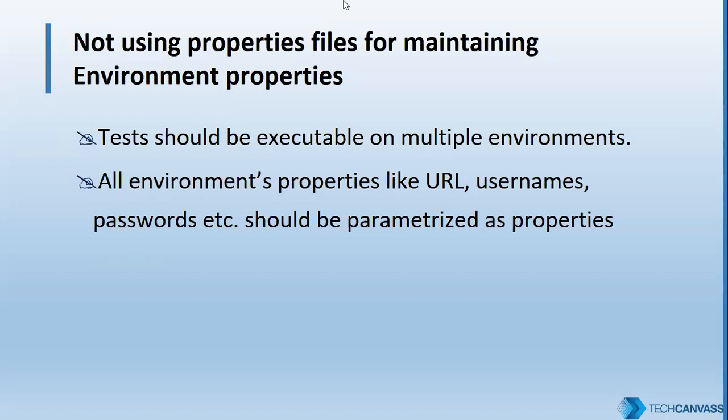Our test automation framework at runtime should pick up the environment.properties and should go to the appropriate environment and run the test accordingly on that environment. This is an important step considering reusability of the test automation framework. So the mistake of not using a properties file for maintaining environment configuration parameters or properties should be avoided.